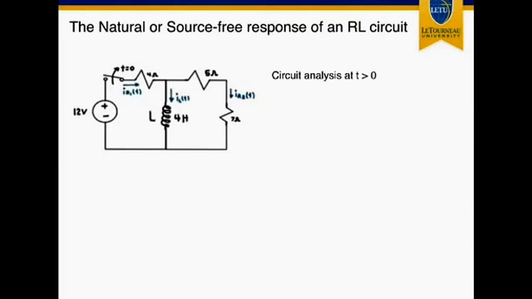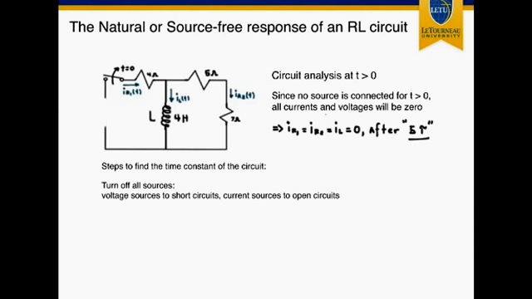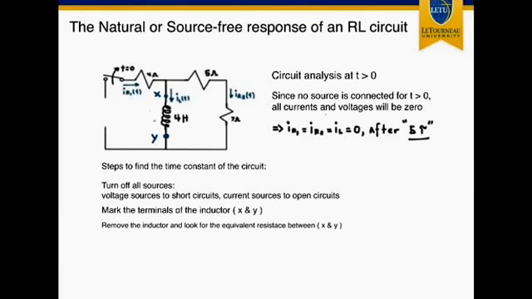Now, the analysis at t greater than 0. Since no source is connected for t greater than 0, we know that all the currents and the voltage on this circuit are going to be equal to 0 after five time constants, or after five tau. So we need to find the value of this time constant, or tau. In order to find tau, we need to remove the sources from the net. We need to mark across the terminals of the inductor X and Y. We remove the inductor from the circuit.